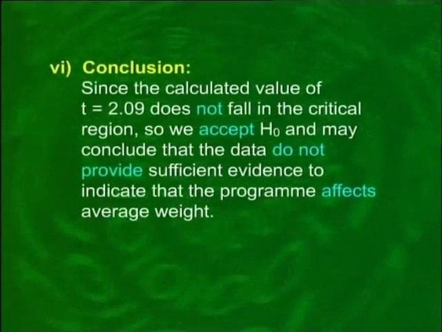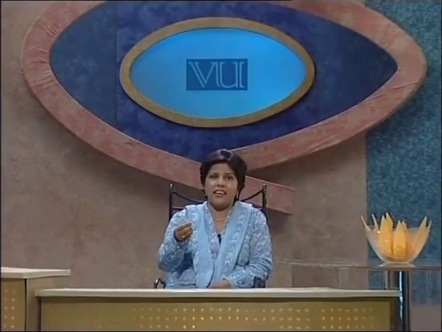All right, what is the last step? The conclusion. Our computed value of T came out to be 2.09 and the critical values are plus minus 2.262. इसलिए साफ जाहिर है कि हमारी वैल्यू एक्सेप्टेंस रीजन के अंदर फॉल कर रही है and therefore we can accept H0. इसका मतलब ये हुआ that this data does not provide evidence to conclude that this particular physical training program affects the weights of those recruits. Of course, we are not talking about any particular individual, but we are talking on the average.